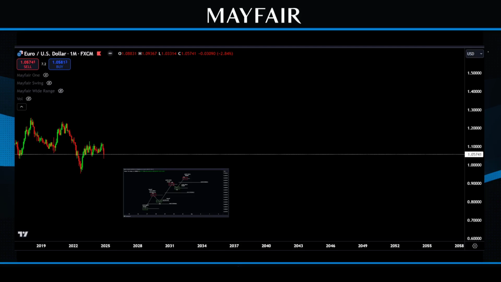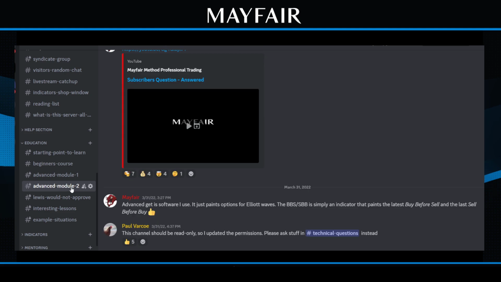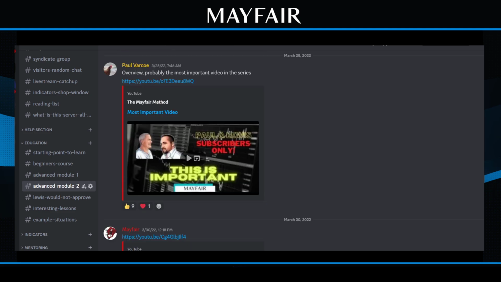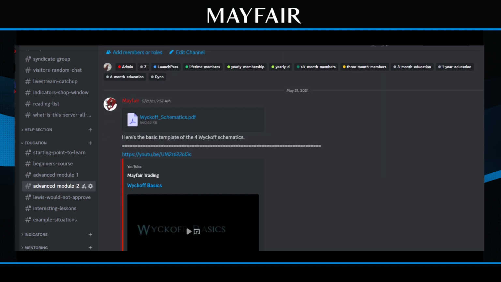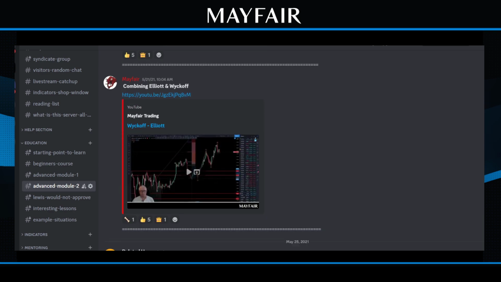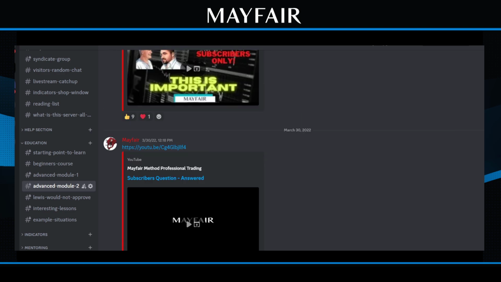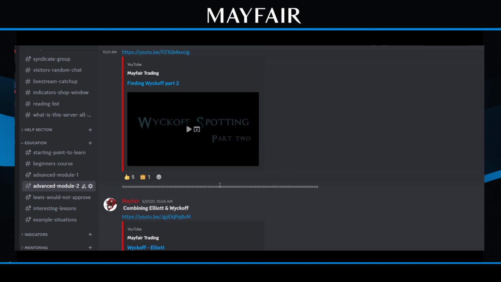Hey guys, this one is the summary of the two advanced models, right? So when I say the two advanced models, I'll be going through mainly Elliott Wave in advanced model one, and I can't remember what we've actually got in advanced two. Wyckoff basics, distribution, Elliott, order blocks, COT, right? So I'll just cover this really quickly in terms of a summary.